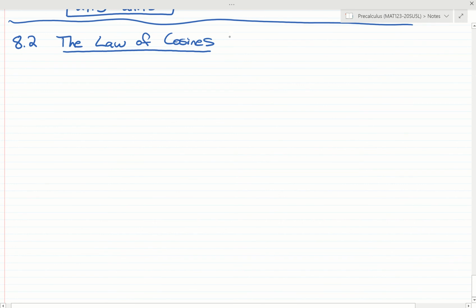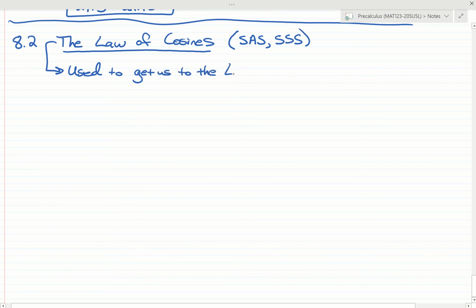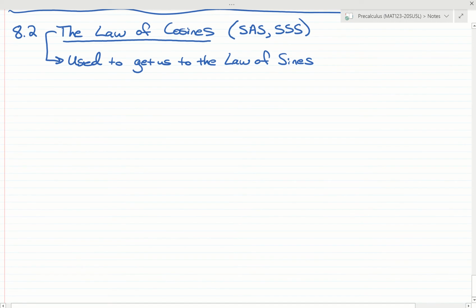And we use the law of cosines if we have a problem where it's like a side angle side and we can't make a full fraction, or if we have a side situation and we don't have any angles. Now the main purpose of the law of cosines is to get us to the law of sines. In other words, if you can't do the law of sines because you're missing a piece of the fraction, we use the law of cosines to get that missing piece. So let's talk about what the law of cosines is.